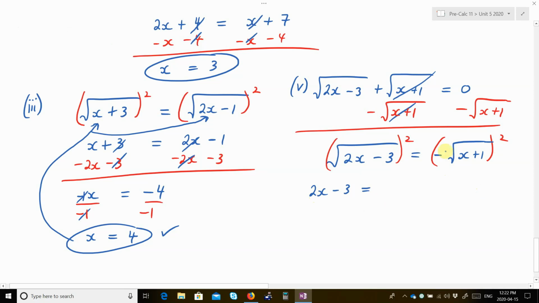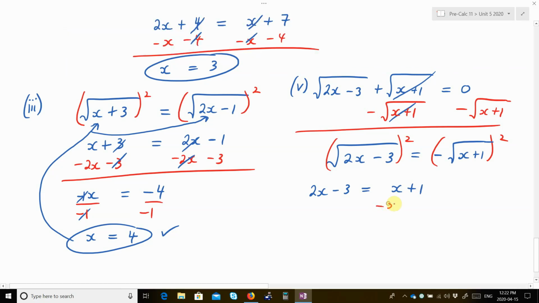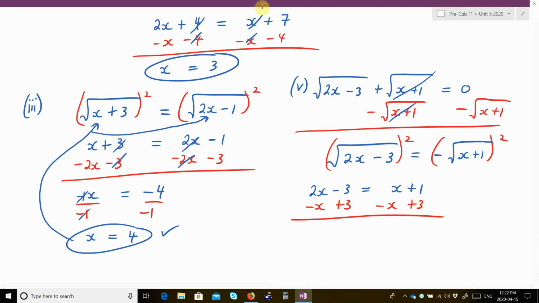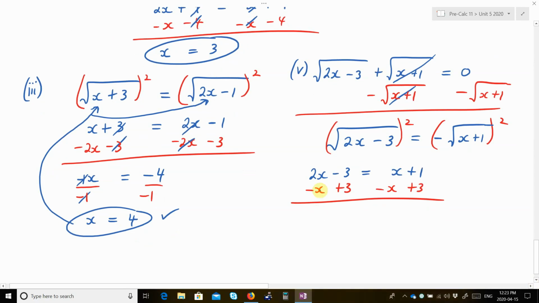2x minus 3, see, negative squared makes it positive. Square root of x plus 1 squared is x plus 1. Subtract x from both sides, add 3 to both sides. x minus x is x, that cancels. x minus x goes away, 1 plus 3 is 4.